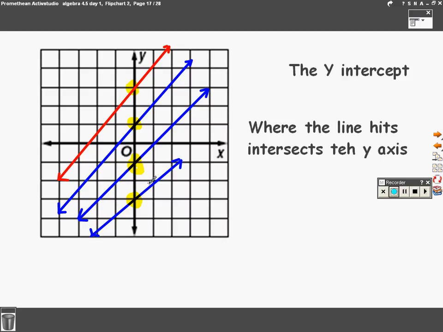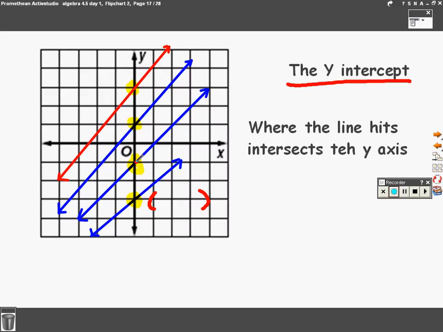Right here are four different lines, and I went ahead and highlighted where the y-intercept is, which is where the line hits the y-axis. Now remember, if you look at my pointer, this is the x-intercept. This is where it hits the x-axis, but we're only interested right now in where it hits the y-axis. And that, of course, is called the y-intercept. Now, if you notice, where the line hits the y-axis, there's something that is the same, or very similar in all of them, if you analyze it.